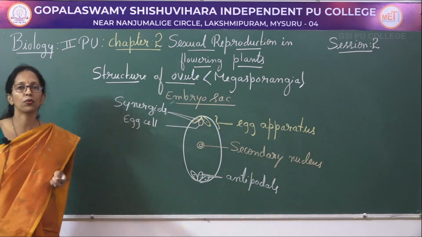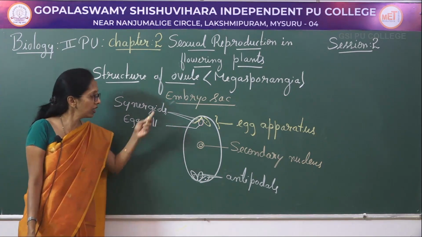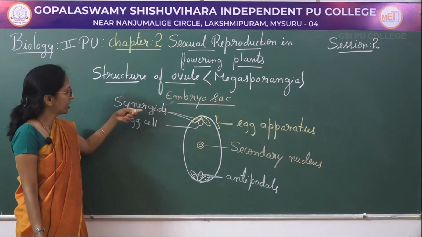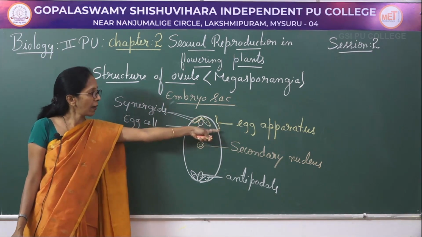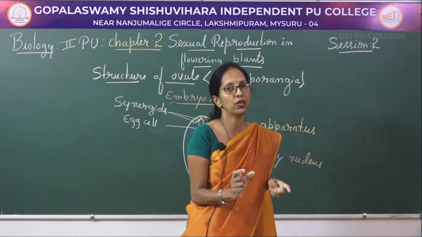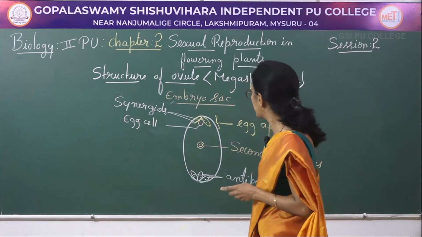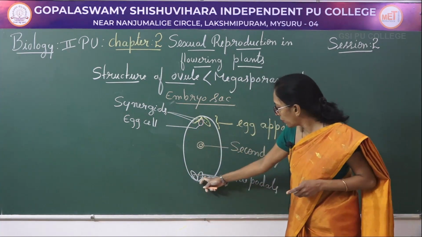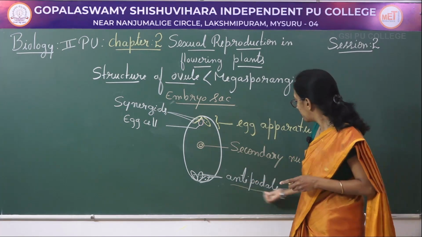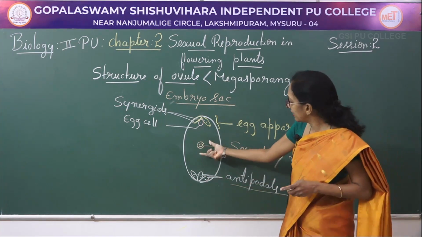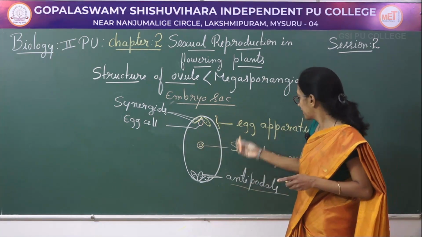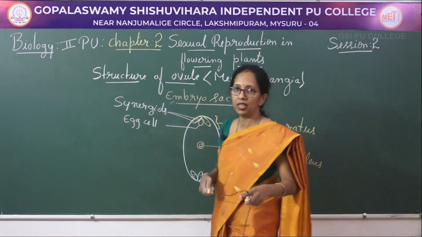So the structure of embryo sac or female gametophyte consists of three parts. First is the egg apparatus, a group of three cells present towards the micropylar region, and then a group of three cells present towards the chalaza, which are said to be antipodals, and then in the center there is a presence of a diploid nucleus. This is said to be secondary nucleus.